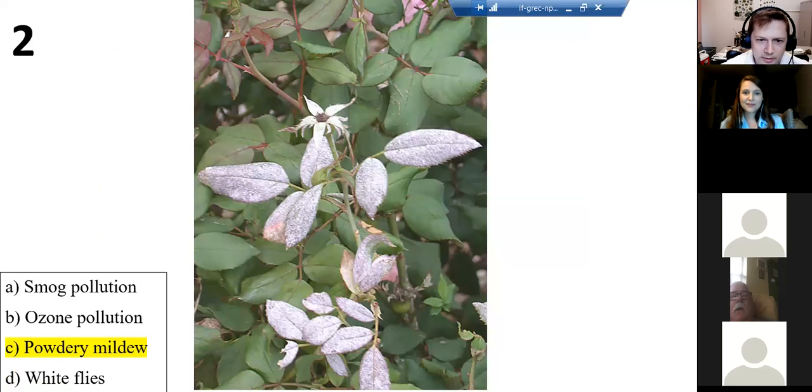Between powdery mildew and white flies, but a little bit more, 55% for powdery mildew. Powdery mildew. Yeah, good job. So these are the things that are easy to spot, and just by looking with your hands as well, you can see the powdery structure.